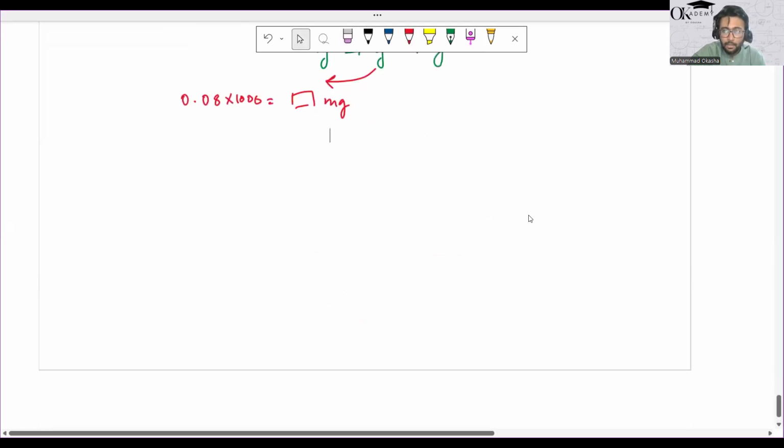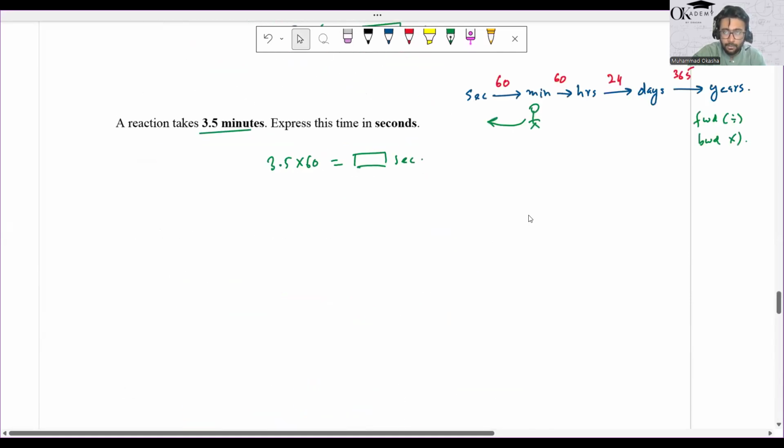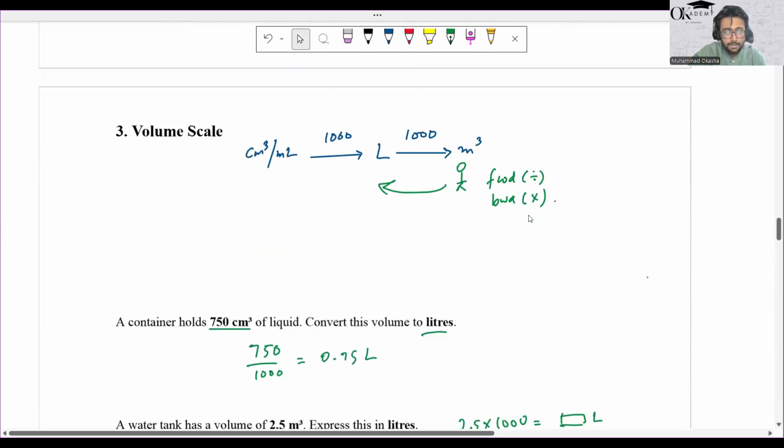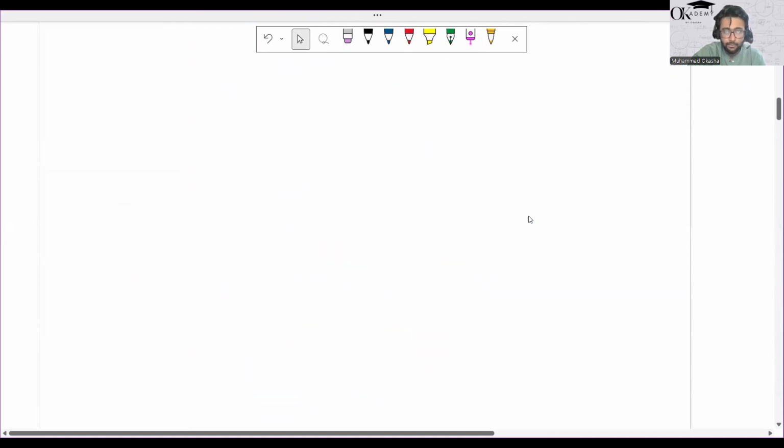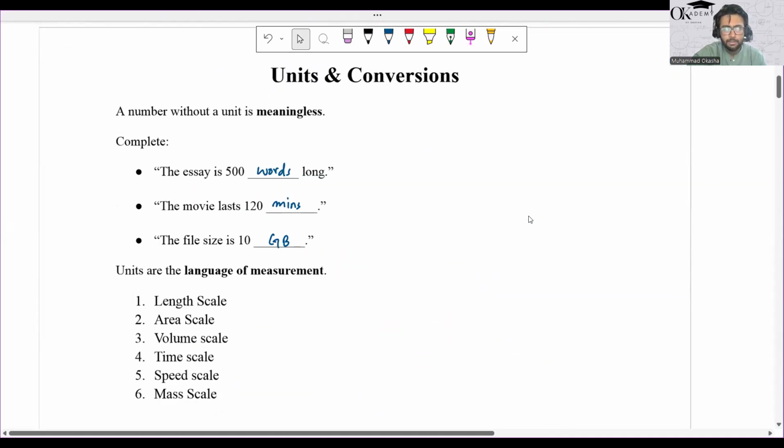Okay, that's it. I hope it makes sense. I've simplified it for you. The scales are something that you need to remember. Once you know the scales, everything's going to be pretty much easy.